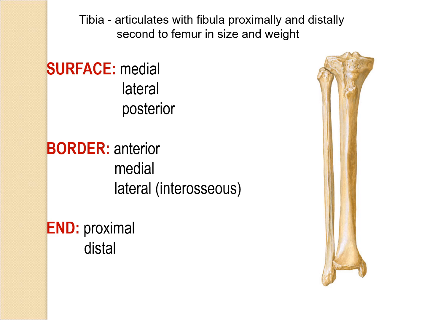The shaft has three different surfaces: medial, lateral, and posterior. It has three borders: anterior, medial, and lateral. Lateral border has an additional name. It is interosseous border. The tibia has proximal and distal end. Proximal is superior or upper end, while distal is lower or inferior end.